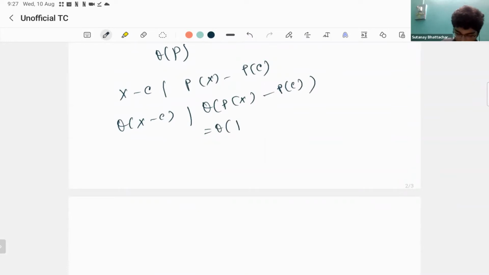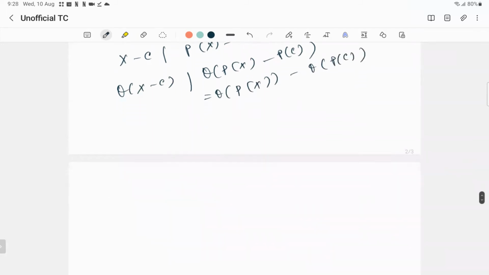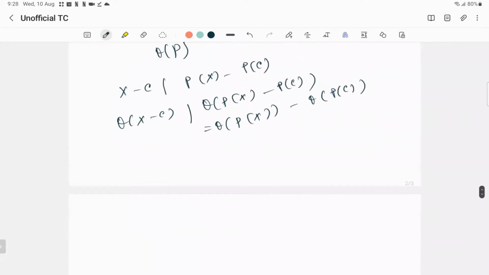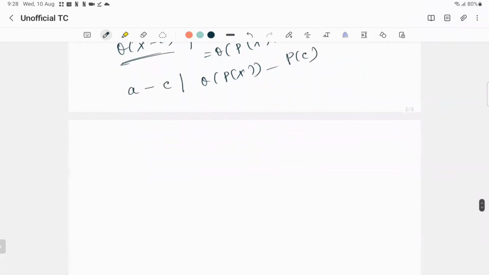We know this, and you can take the c out of the other side too. Is it minus theta of p of c? You can just write minus p of c. And the others we know: a minus c divides theta of p minus p of c. But then a minus c divides p of a minus p of c.